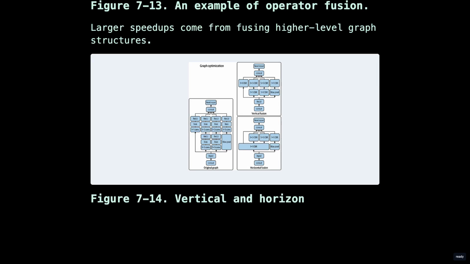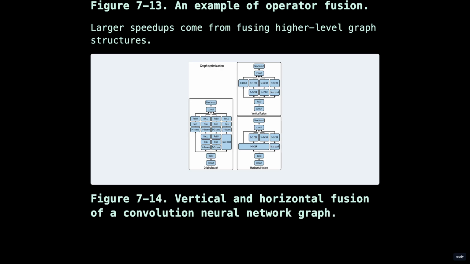That kind of graph-level fusion is where the bigger performance gains come from. The compiler is no longer tuning isolated operators. It is reorganizing the whole flow of computation.